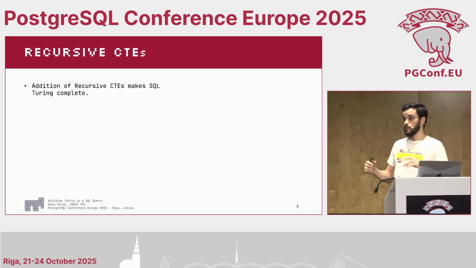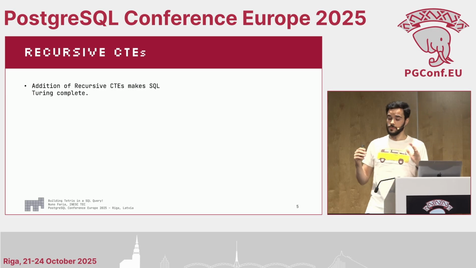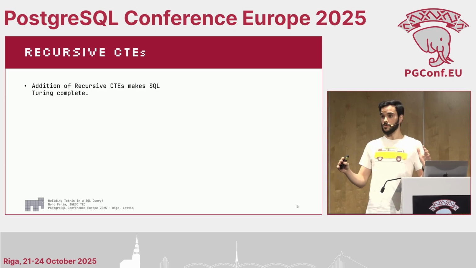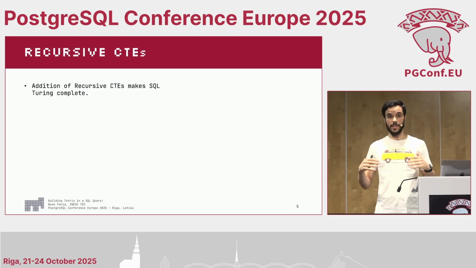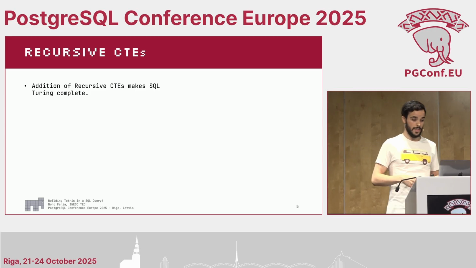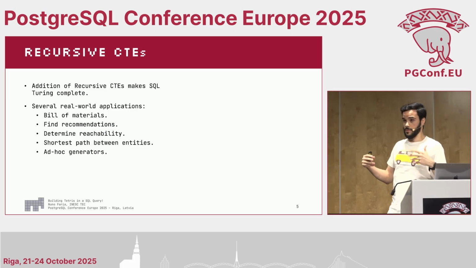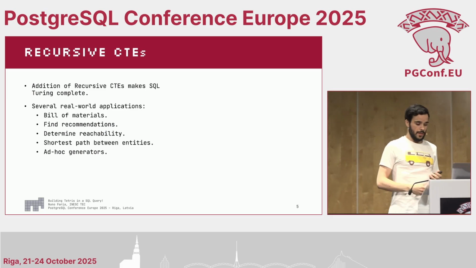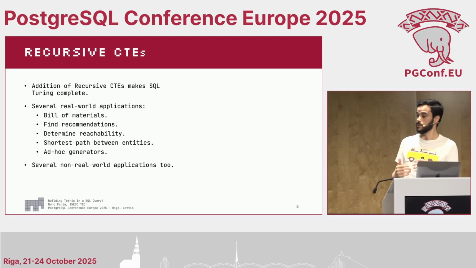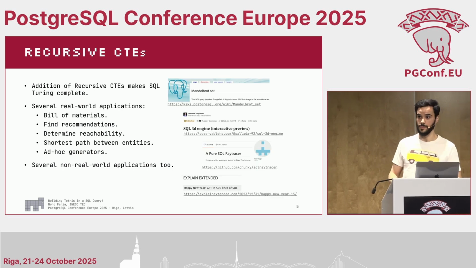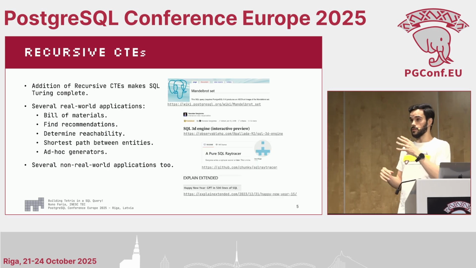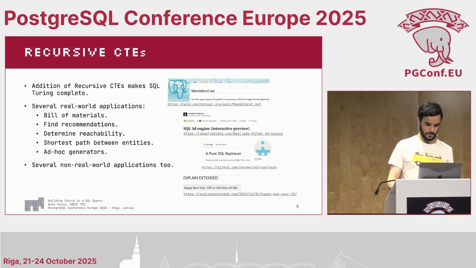The addition of this relatively simple feature makes SQL a Turing-complete language. So in theory, we can build any algorithm given enough memory. And this has several actually useful applications, and also less real-world applications, like building a 3D renderer or a ray tracer directly in SQL.